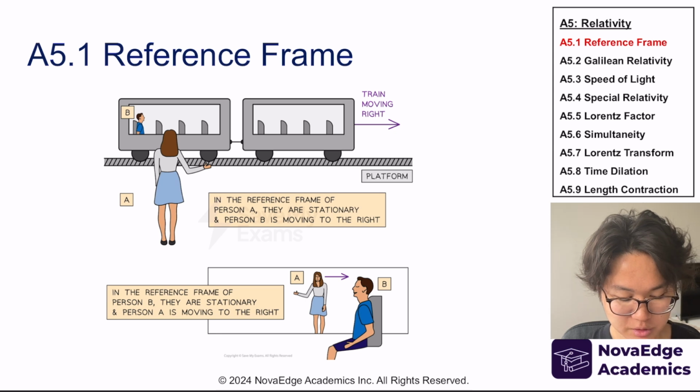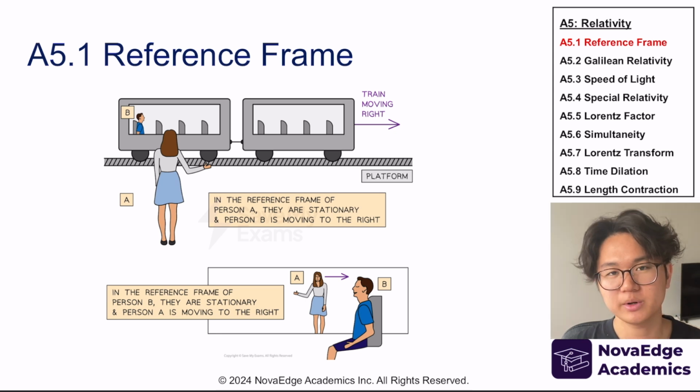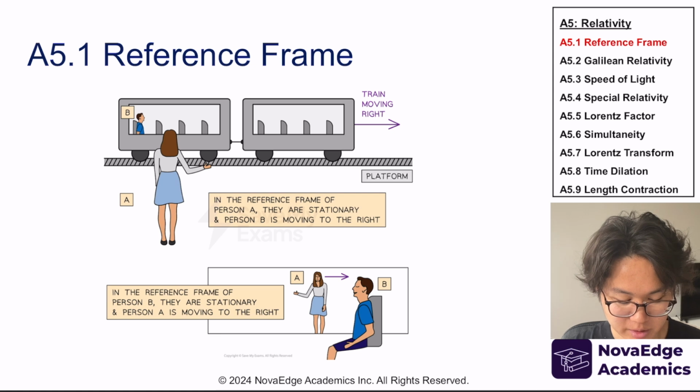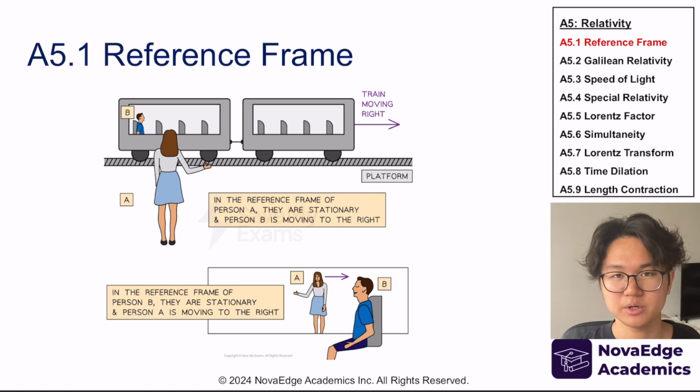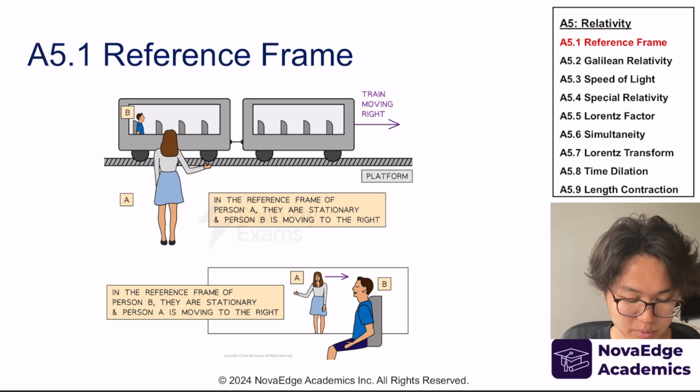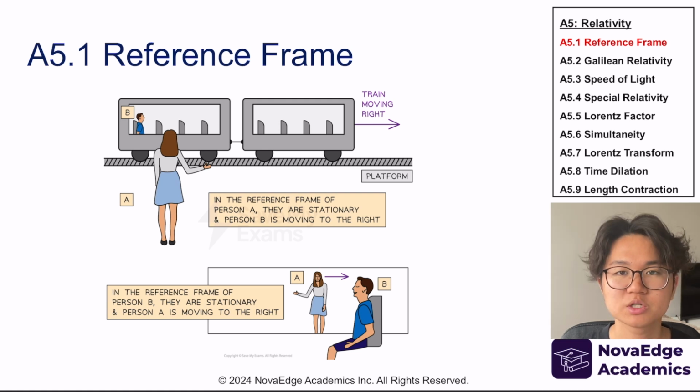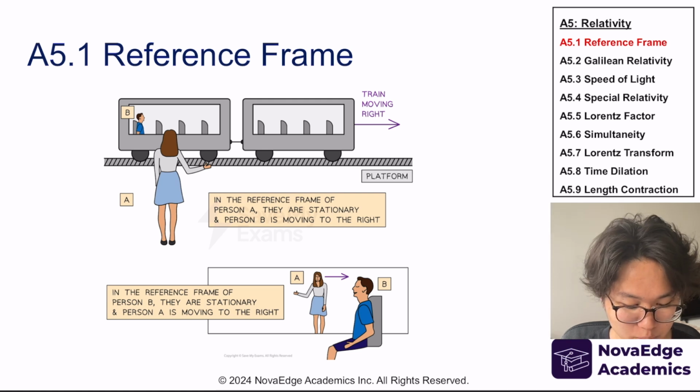Now, the first thing to consider about relativity is that things are relative. That's the baseline of this topic. So relative to what is a question, and the answer is that it's relative to every person's point of view, and we call that a reference frame.